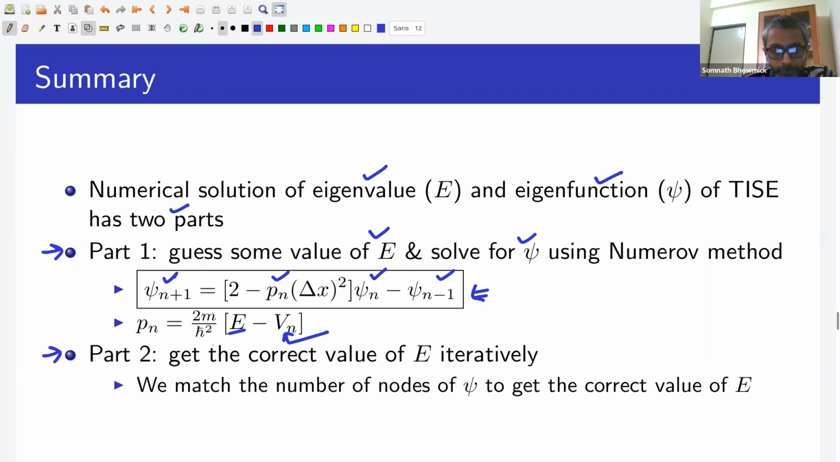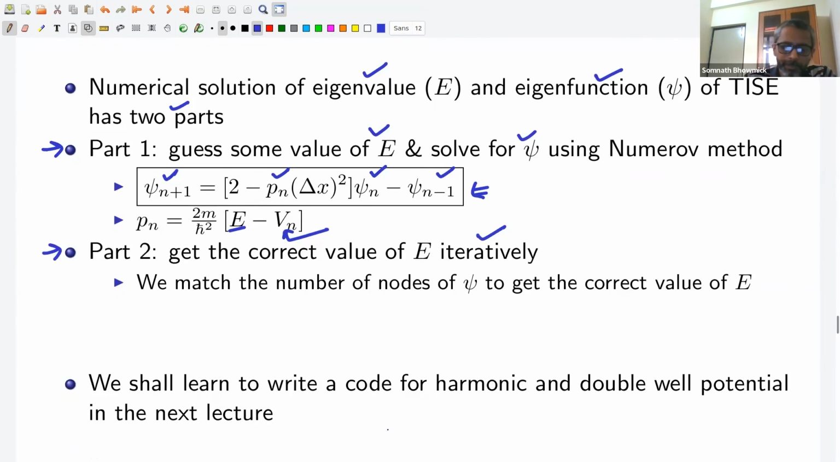In part 2, we have to get the correct value of energy iteratively. And we do this by matching the number of nodes of psi to get the correct value of E. In the next lecture, we shall learn to write a code for harmonic potential and double well potential. The analytical results of harmonic potential are known such that we can verify our code by matching the analytical and numerical results. Once we are confident that our code is working fine, then we will apply the code for double well potential to get the energy eigenvalues and eigenfunctions.